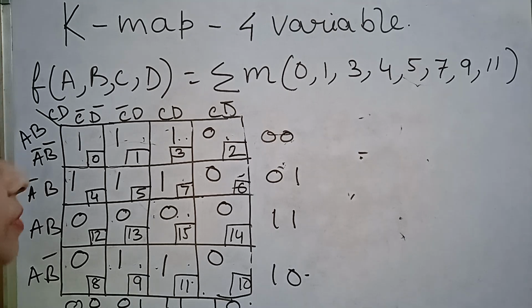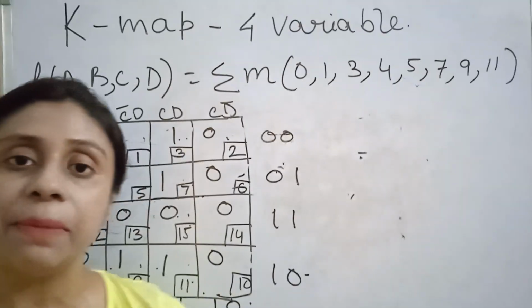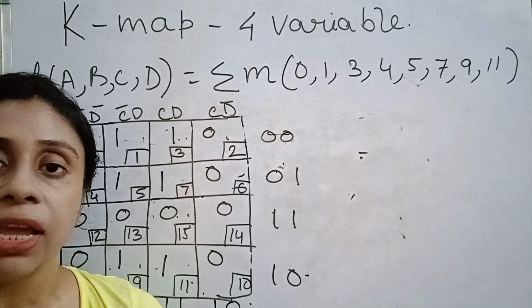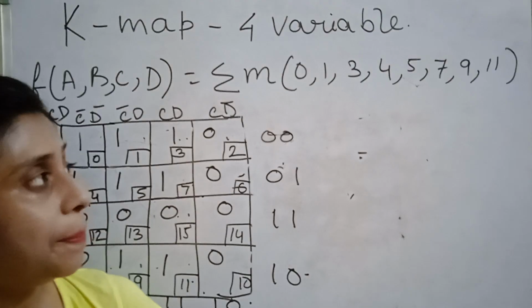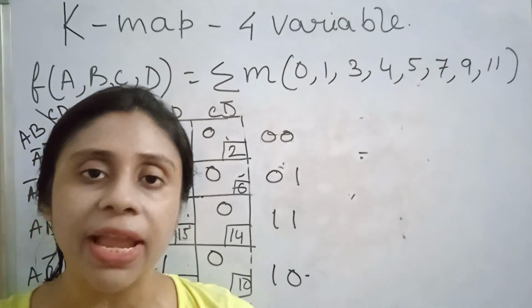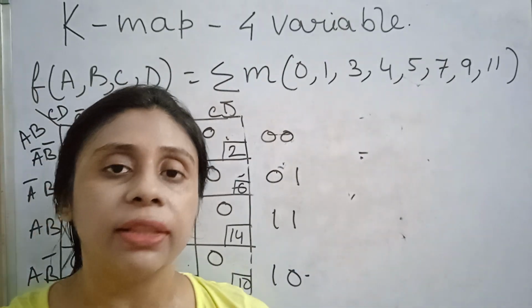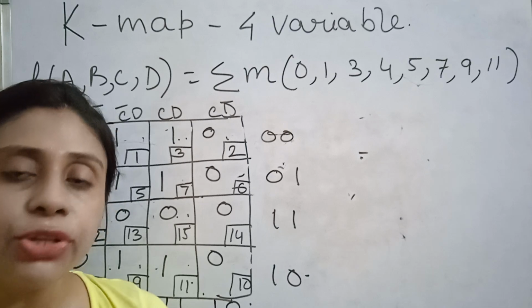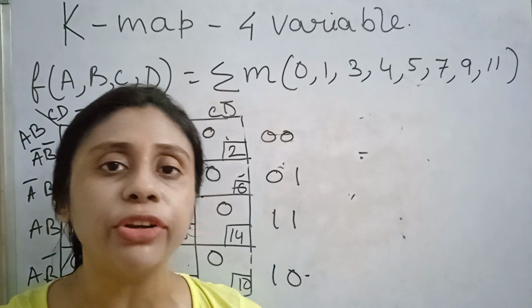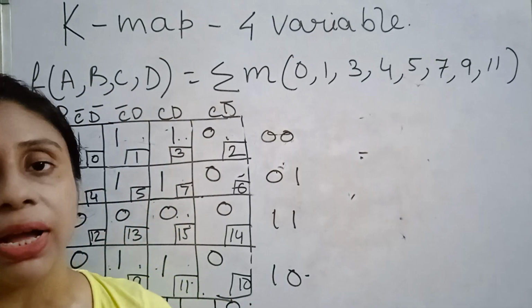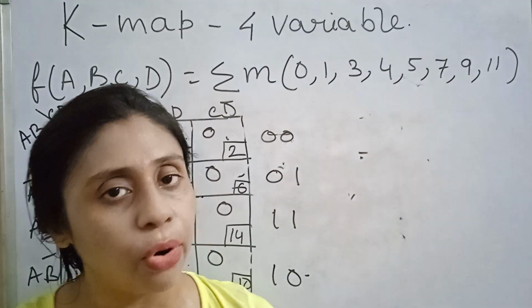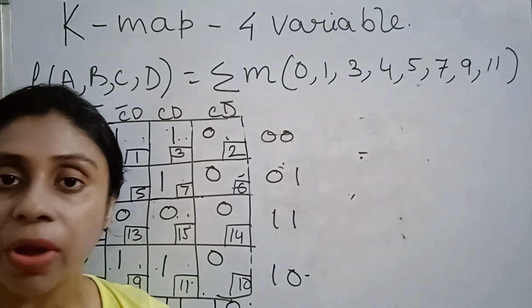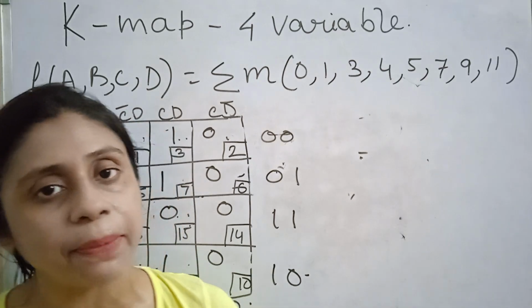Now, what is the next step? The next step is we need to do the grouping. So how to do the grouping? What are the rules of grouping? As I said in my previous videos, the rule of grouping is we need to group ones in powers of 2. That means 2 ones can be in a group, 4 ones can be in a group, 8 ones can be in a group, 16 ones can be in a group.